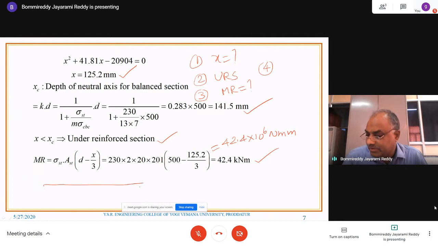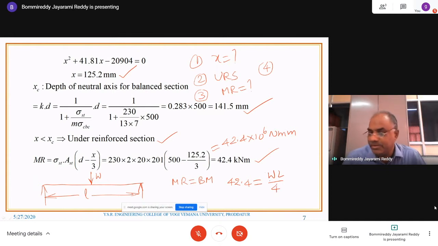If this section is used as a simply supported beam of length L and concentrated load W, what is the magnitude of W? What is the safe value of W? So in this case, what you do? Moment of resistance will be equal to bending moment. What is moment of resistance here? 42.4 kilonewton meter will be equal to W into L by 4. You know WL by 4 is bending moment. And if the span is known, you can compute the magnitude of the load also.